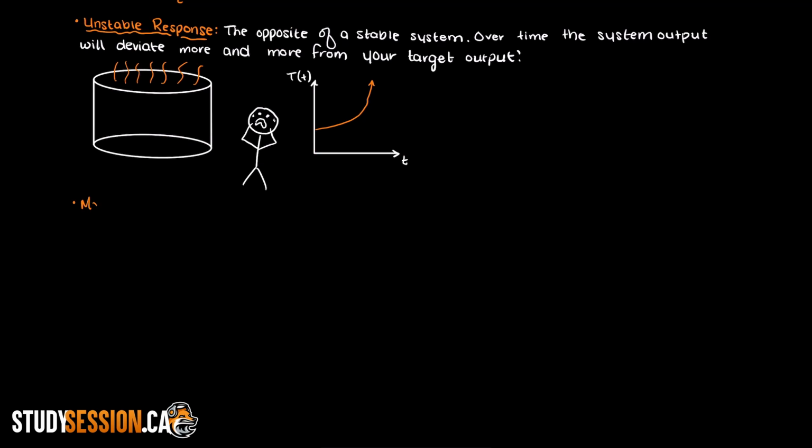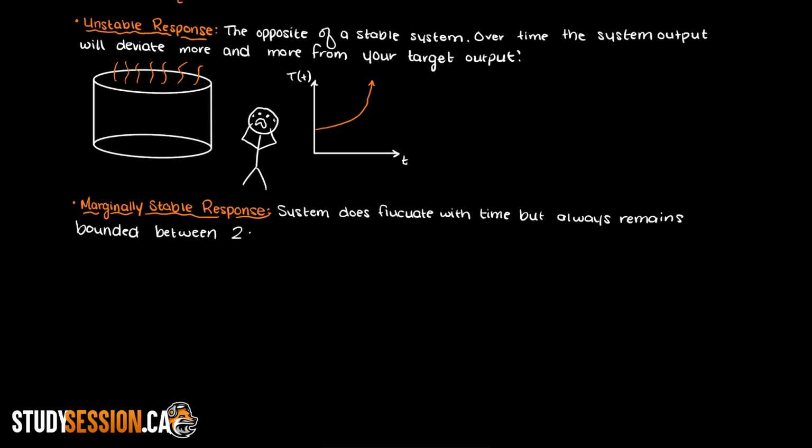temperature over time to grow exponentially, like is shown in this graph here. Lastly, let's talk about a marginally stable response. This is a system's output that is fluctuating with time, but is remaining bounded in its output response.